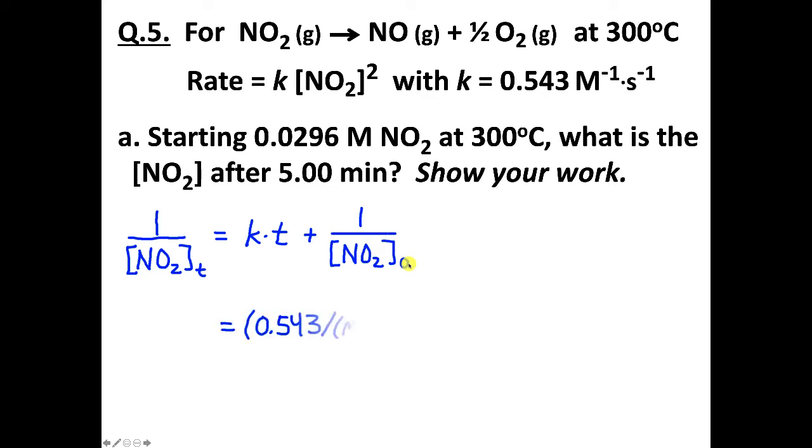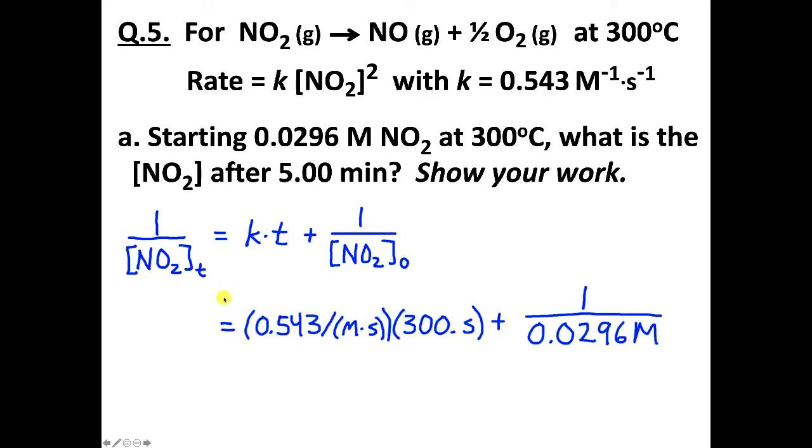So we plug in the values that we know. K is 0.543 per molar per second. The time is 5 minutes, but I changed it here to 300 seconds because we need to have our units for time be the same. Seconds and per second we need to cancel. And then our initial concentration was 0.0296 molar, and we have 1 over 0.0296 molar.